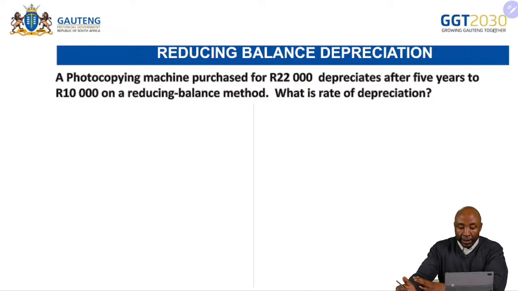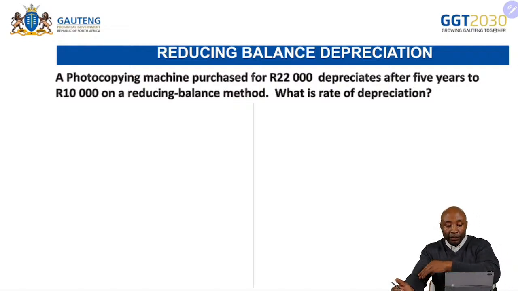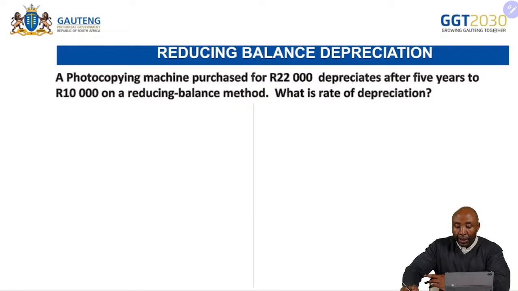Now, let's try this example. 2 minutes. A photocopier purchased for 22,000 depreciates after 5 years to 10,000 on a reducing balance method. What is the rate of depreciation? Remember, we are not always calculating the values of A and P. Sometimes we'll be required to calculate the value of n, sometimes we'll be required to calculate the value of i. Let's quickly answer that one. 1 minute.